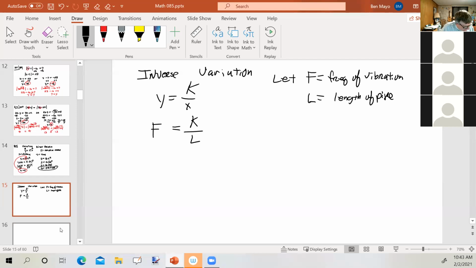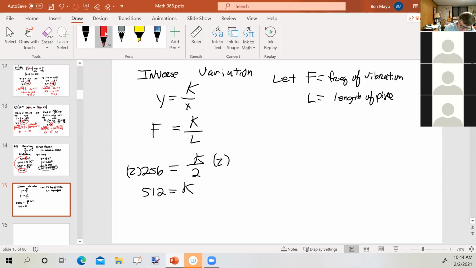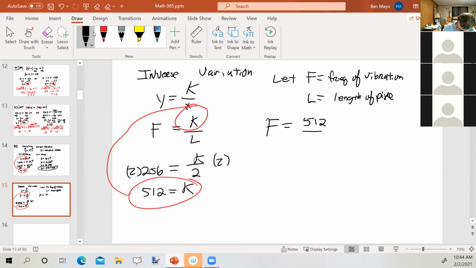It says, if a pipe 2 feet long vibrates 256 times per second, so that will allow us to determine K. We're going to multiply both sides by 2, and we get 512 equals K. So then that goes right here, and we have F equals 512 divided by L. Again, it says, if a pipe 2 feet long vibrates 256 times per second, how many times per second, so that's the frequency, will a 6-foot pipe vibrate? So we take 512 divided by 6.